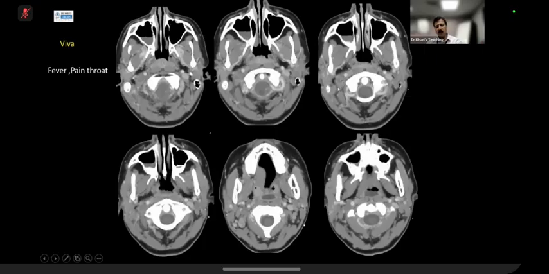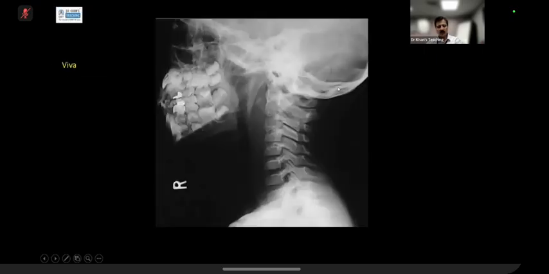The learning point or the teaching point is always look at the vein whenever you see anything in the exam or in your day-to-day. Yes, please. Normal, abnormal?